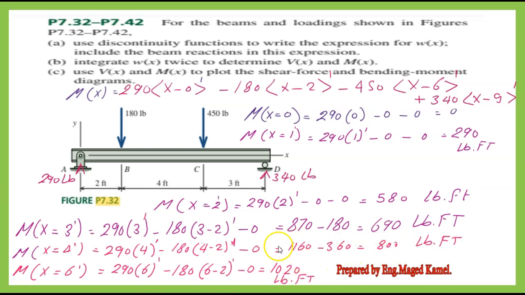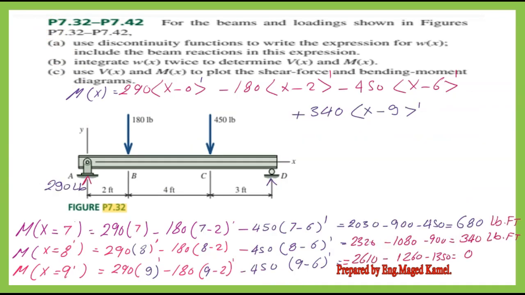We consider x equal to 6 feet, so M of x equal to 6 equals 290 by 6 raised to the power of 1 minus 180 multiplied by 6 minus 2 raised to the power of 1 minus 0 equals 290 by 6 minus 180 by 3 equals 1020 pound-foot.